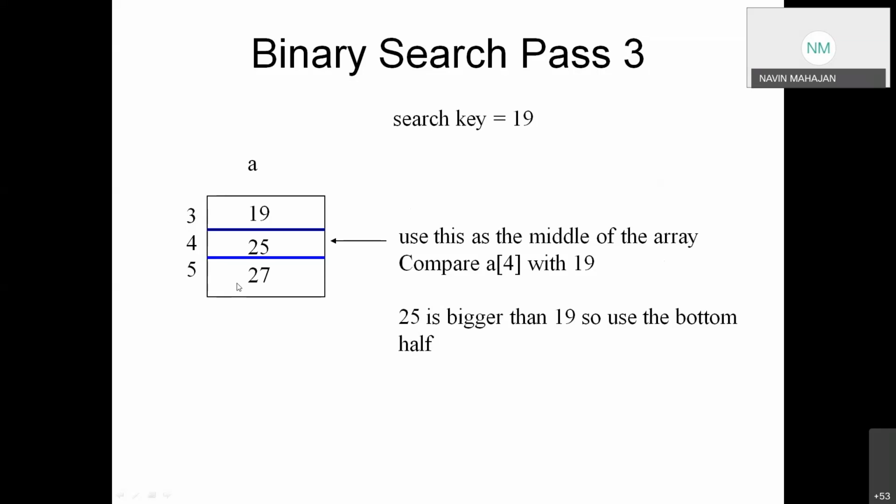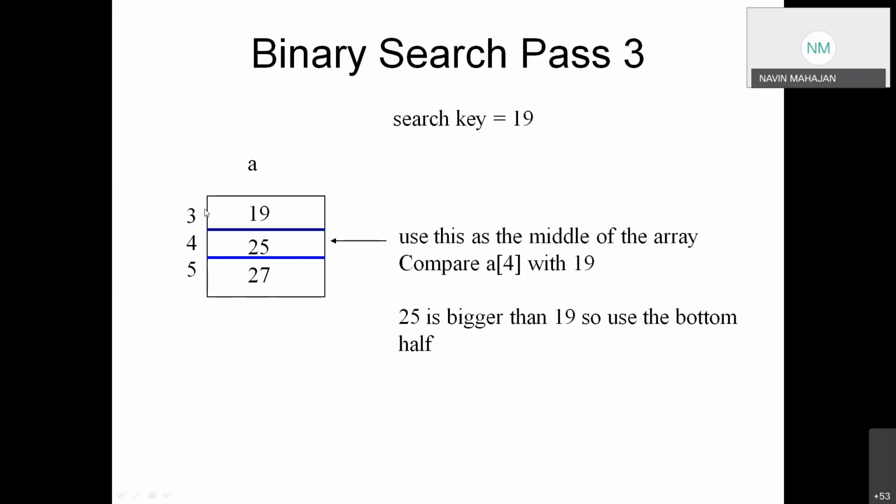Now what is mid here? 3 plus 5 divided by 2. So 3 plus 5 is 8. 8 divided by 2 will become 4. This is the middle. We have to compare A of 4, which is 25, with 19. But 19 is less than 25. So what do we have to do now? We have to compare in the first half. As the number is less than mid, I will make end equal to mid minus 1.